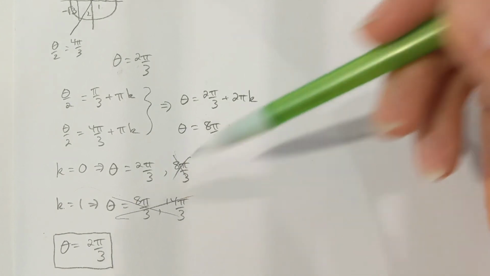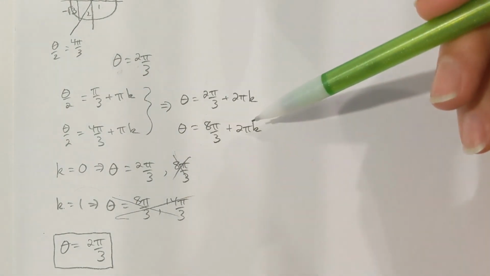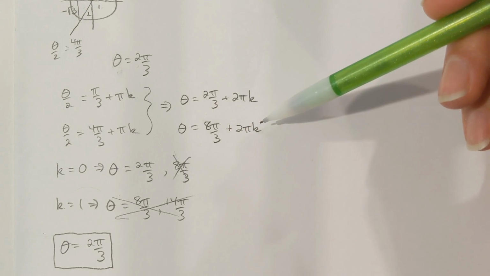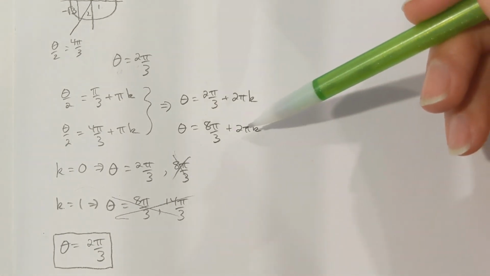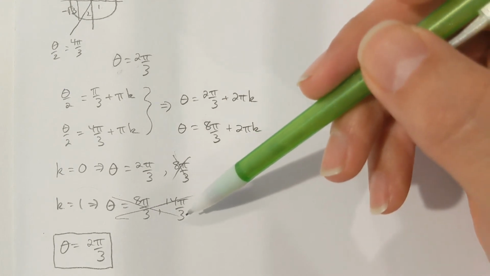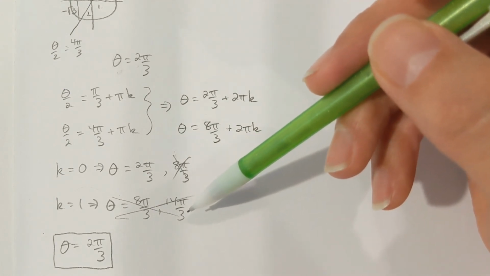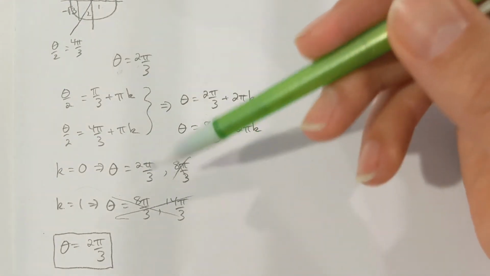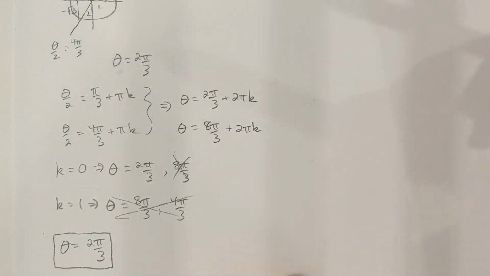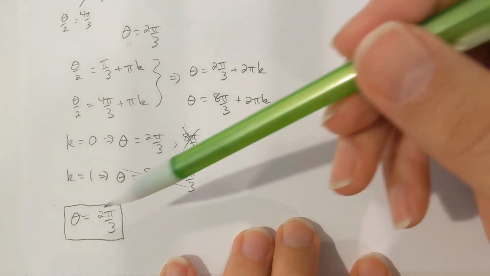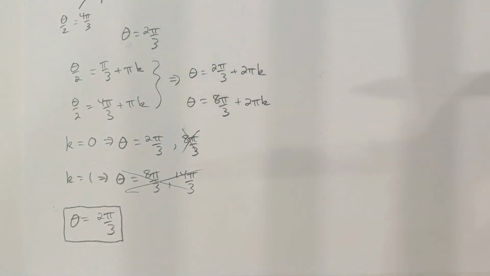Down here, 8 pi over 3 plus 2 pi. Well, you're already bigger than 2 pi if you're adding 2 pi to 8 pi over 3. You get 14 pi over 3, and of course that's bigger than 2 pi. So you're going to disregard really anything now that is greater than or equal to 1 for the k value. Okay, the only solution here would be where theta is equal to 2 pi over 3.